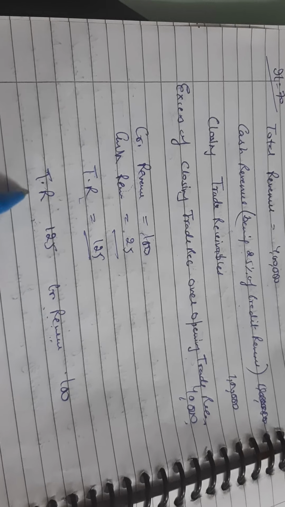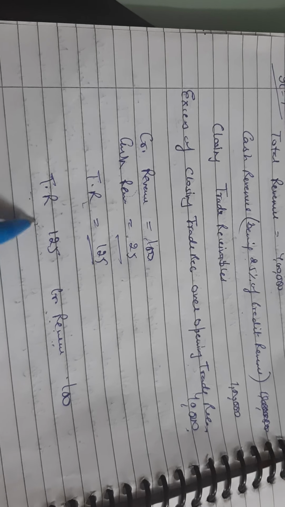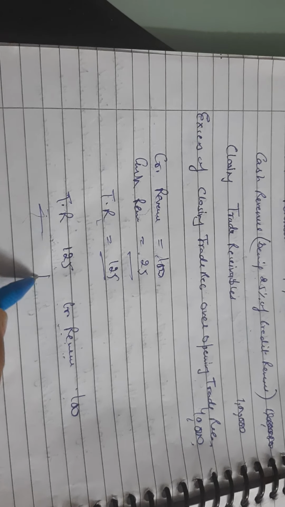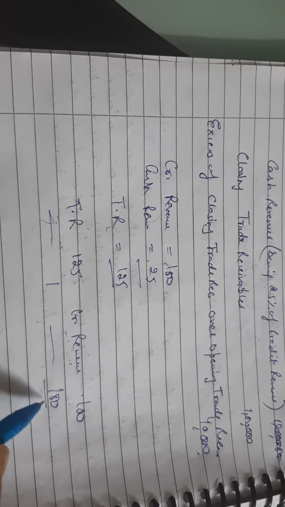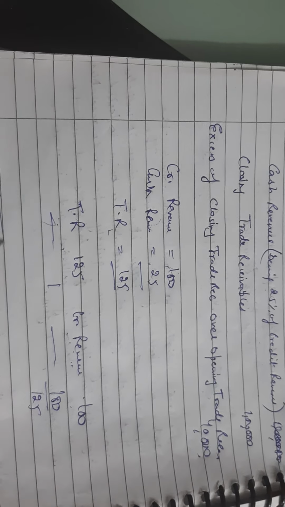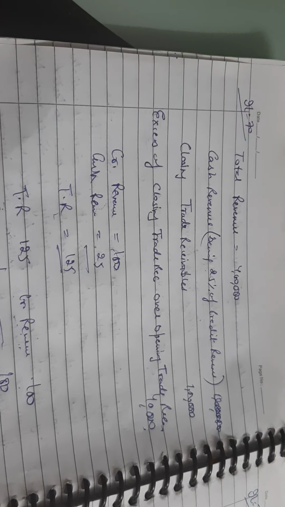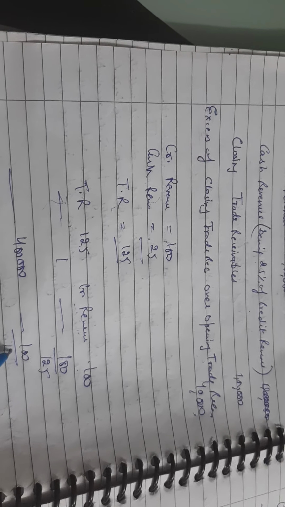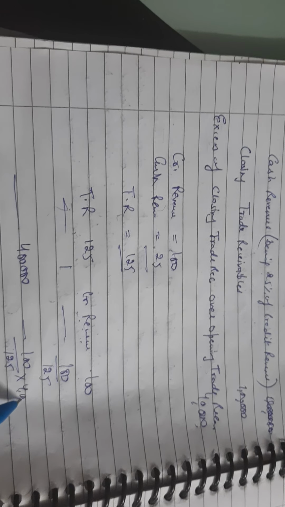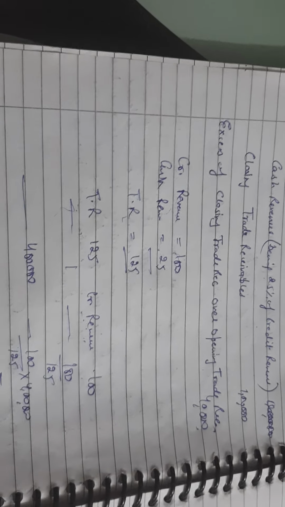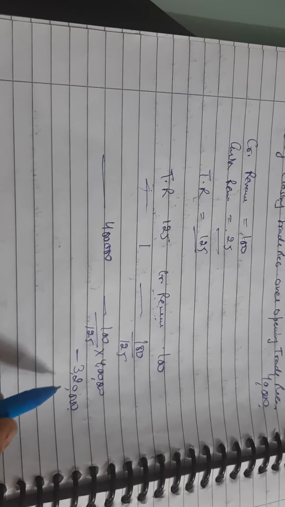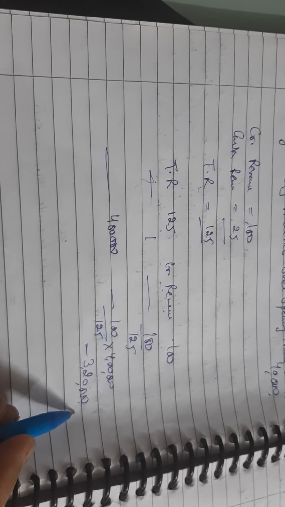So that's why we will take, if the total revenue is 125, then credit revenue is 100, and if the total revenue is 1, then credit revenue is 100 upon 125, and if the total revenue is 4 lakh, then the credit revenue is 100 upon 125 into 4 lakh. So it is 3 lakh 20,000. Now the credit revenue we have is 3 lakh 20,000.